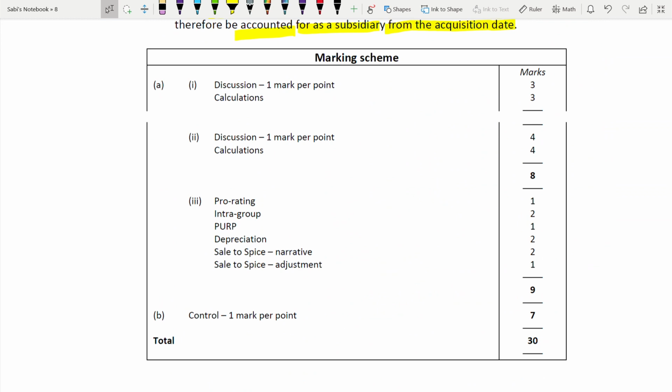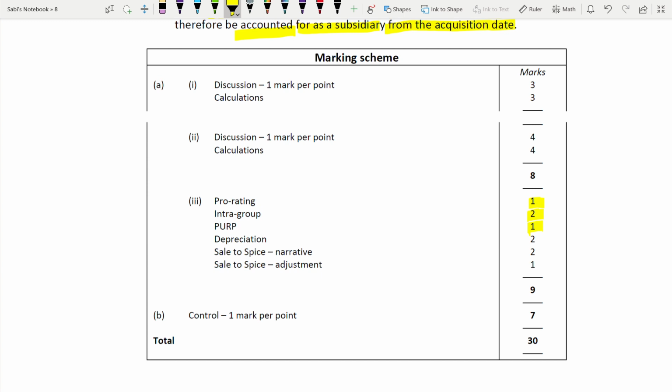Next, the third one. How are you getting the 9 marks? 1 mark is for pro rating. 1 mark to say that 6 months associate, 6 months subsidiary. Another 2 marks for intra-group. That inventory related to intergroup you eliminate in two places: one is in revenue, one is in cost of sales. Therefore, 2 marks. PURP means unrealized profit. 1 mark to find that unrealized profit of 1 million.